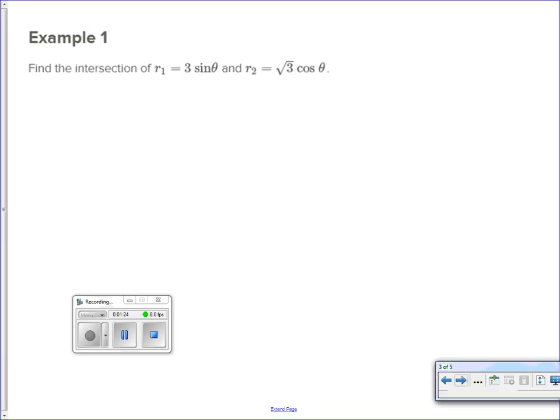All right, so we're going to intersect r equals 3 sine theta and r equals radical 3 cosine theta. So before we even do any of the algebra, let's think of these graphically. 3 sine theta, that's a circle, a vertical circle, if I were to sketch it, that goes out to 3. And then radical 3 cosine theta is a horizontal circle that goes out to radical 3. So that's what the graph looks like. And we can see from the graph that it looks like two intersections. So we're going to solve for that algebraically.